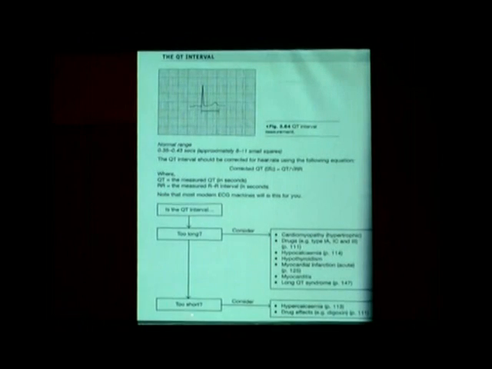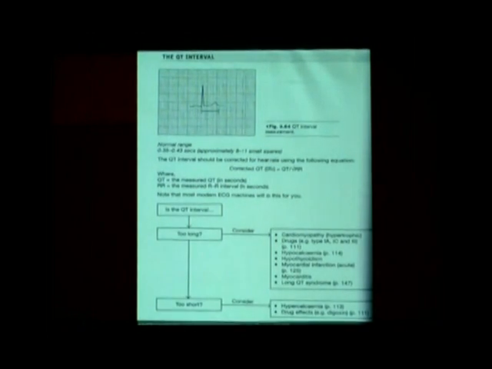When the patient has a short QT interval, there are only two things: one is hypercalcemia and the other is digoxin. Digoxin is the only drug which can produce a short QT interval. So the QT interval can be long, the QT interval can be short, and always correct the QT interval with the square root of the RR interval, which is called Bazett's formula.